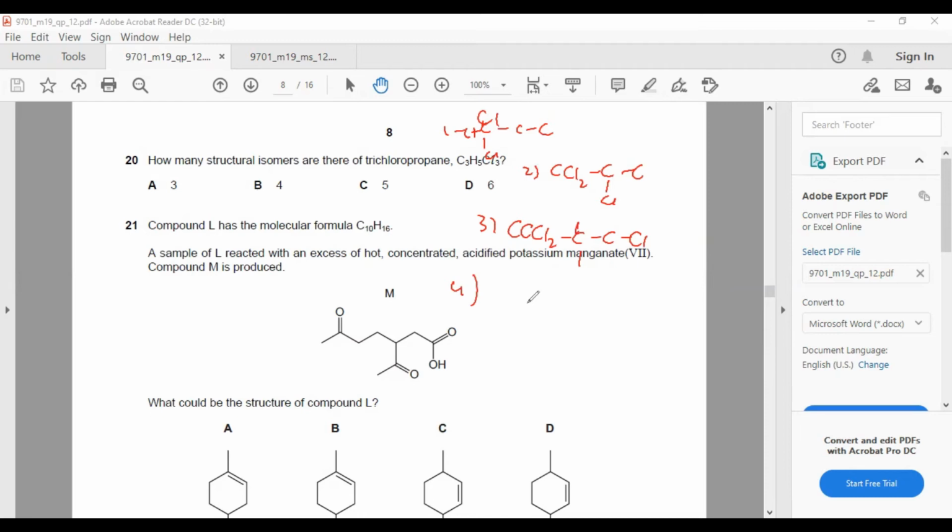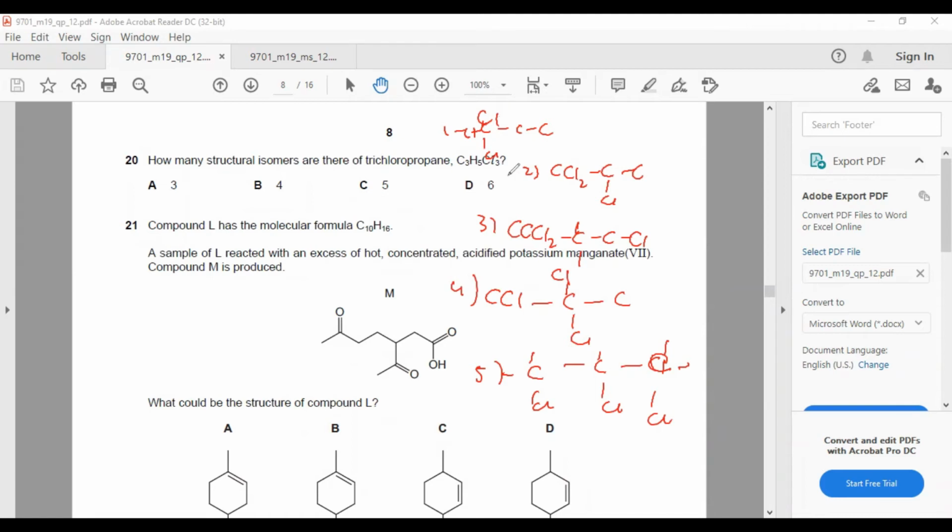Number four, okay, 1 chlorine on the first carbon and 2 chlorine on the second carbon. And number five is 1 chlorine on each carbon. These are the five possibilities. I don't think there is any other possibility. Think, is there any other possibility?